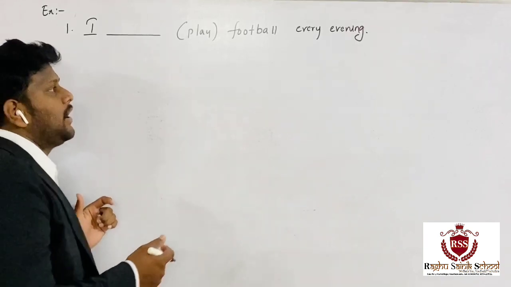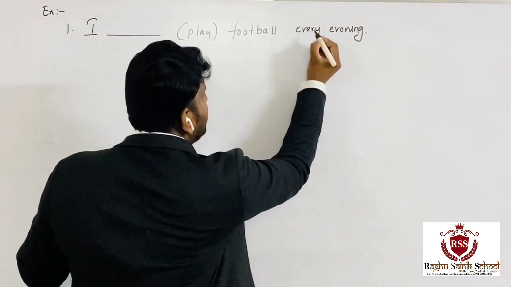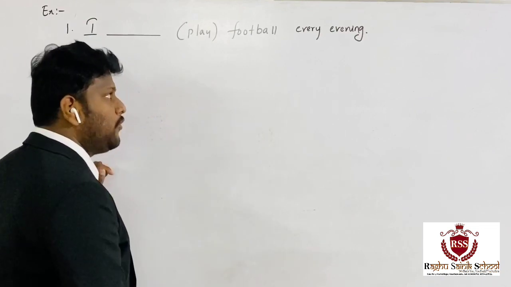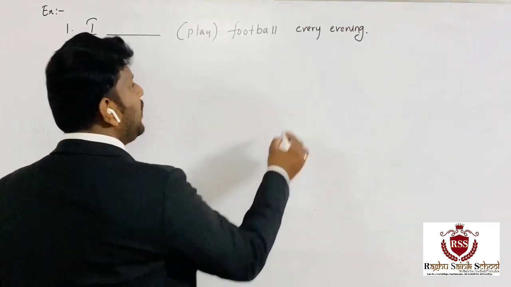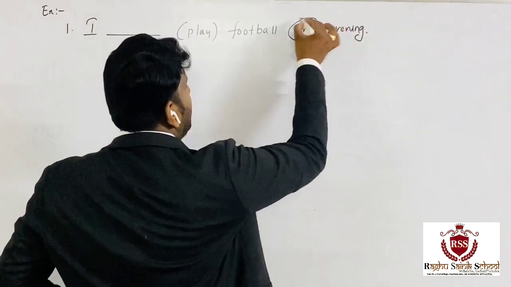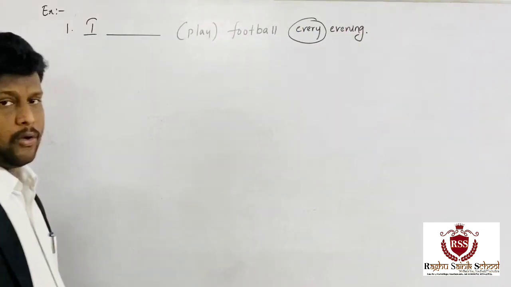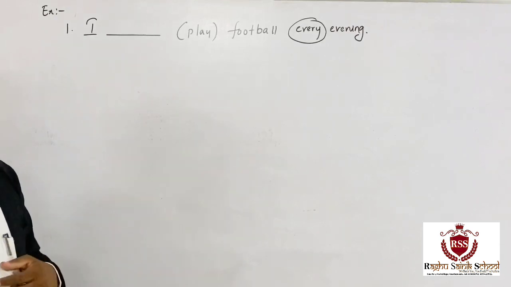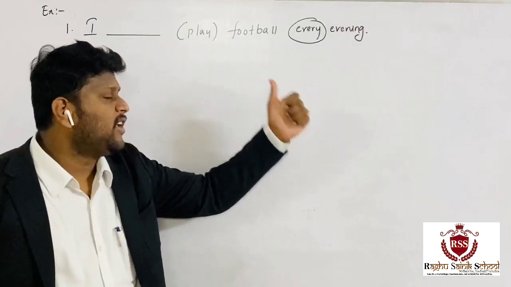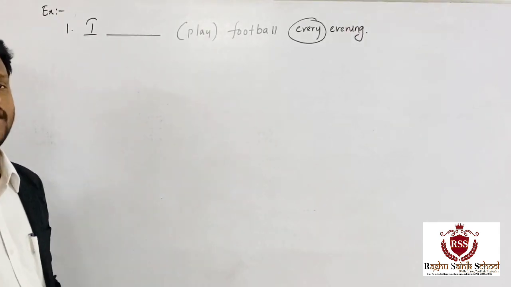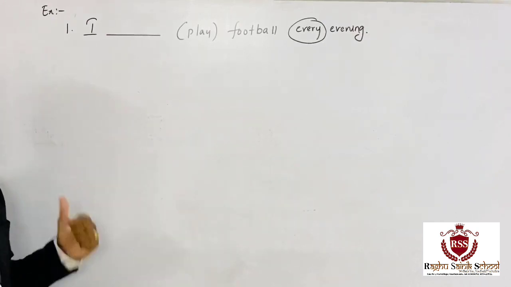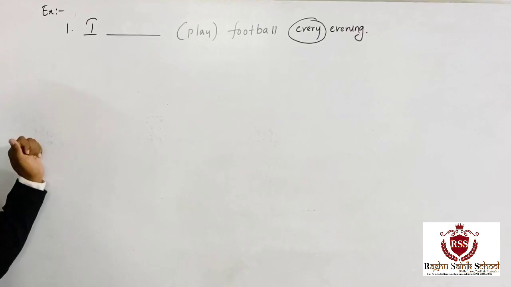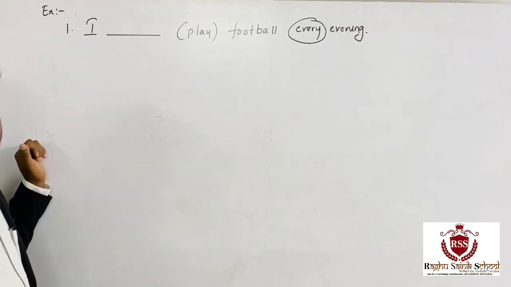For finding out which tense it is, we need to go with the clue words. That's why clue words are very important. What is the clue word here? Every is the clue word in this sentence. So every, again, we learned the clue words of the simple present, right? Every is the clue word of the simple present tense.